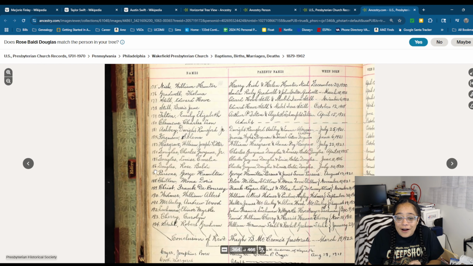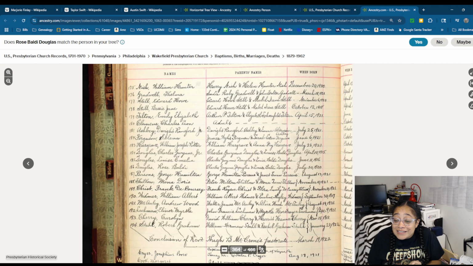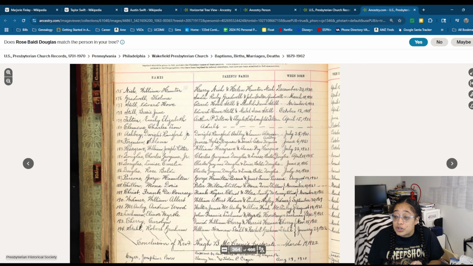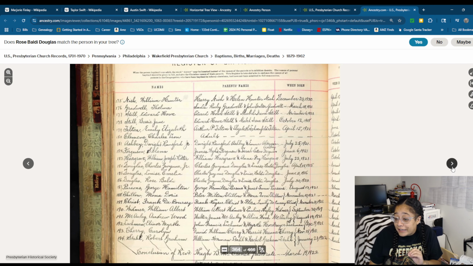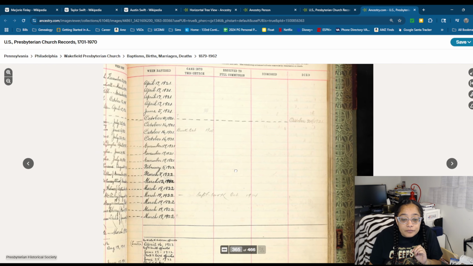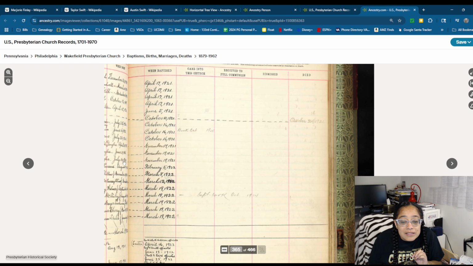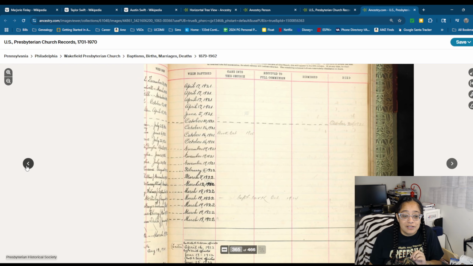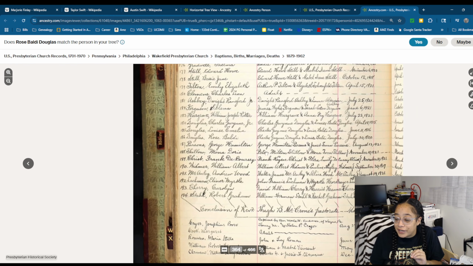So here she is, line 186: Rose Baldy Douglas, daughter of Charles Gwen Douglas and Louise Baldy Douglas, and she was born July 30th, 1920. So gorgeous. If you want to see the baptism, go ahead and click next page. Remember line 186. Okay, and we can see here she was baptized 11/19/1921. So just gorgeous. I love it, this person had beautiful handwriting.